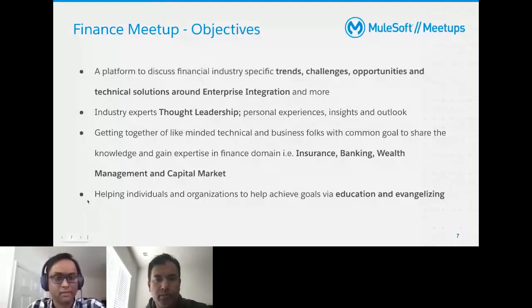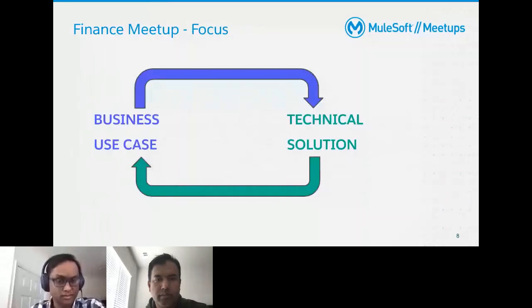Okay. Next up. What is the real focus of this particular meetup? Is it going to be exactly the same as the other meetups that happened? In short, the answer is no. This is going to be a different kind of meetup. Most of the time, we'll be focusing on financial business use cases. We'll be talking again, as I mentioned, about the challenges, the concerns, and where the industry is moving. And with respect to that business use case, we'll then be diving into the technical solution.